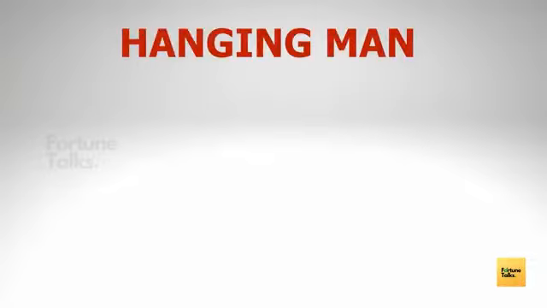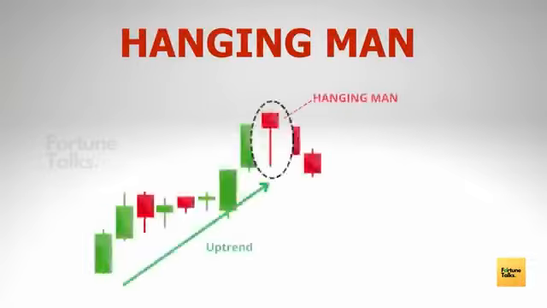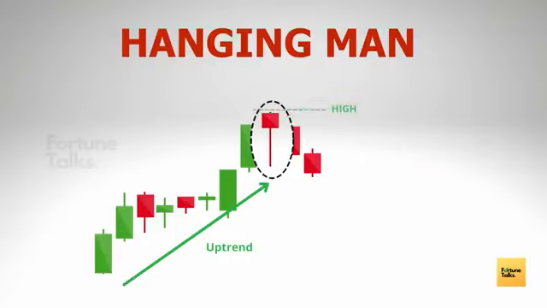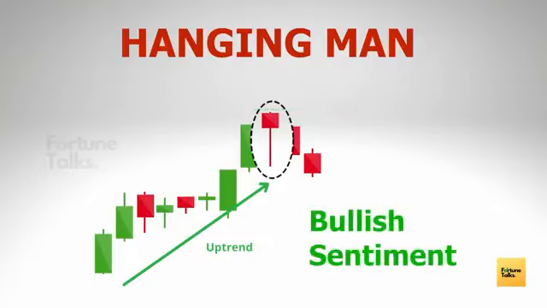A pin bar is said to be a hanging man when it appears at the top of a trend. Similar to the hammer pattern, the hanging man is also a reversal pattern, except that it is a bearish reversal pattern. A hanging man signals the market high. Here's how you should visualize the hanging man pattern. The market is in an uptrend, hence the bulls are in absolute control over the market.